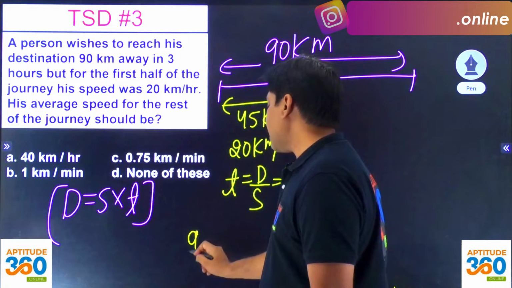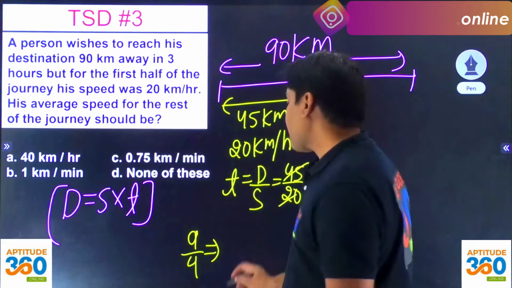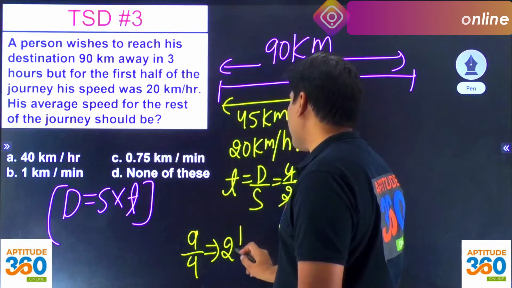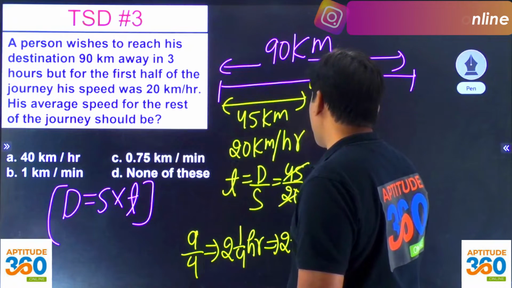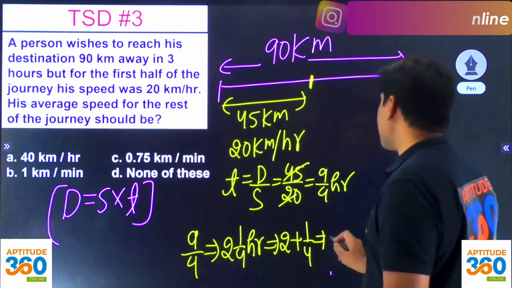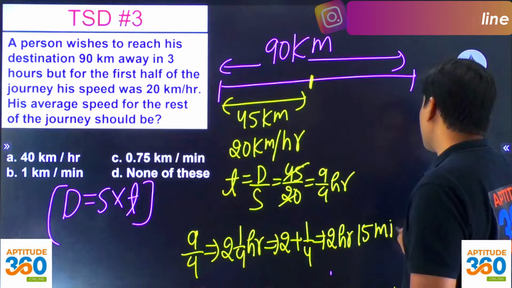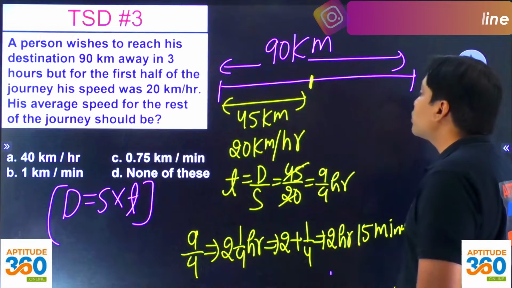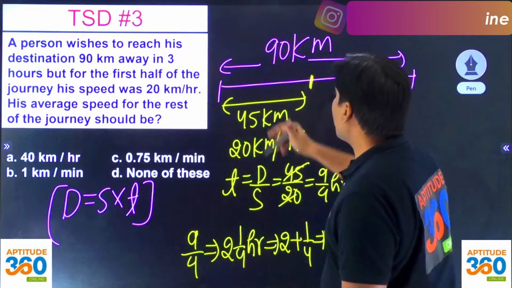What will you do with 9 by 4 hours? This is what you learned in video number 1. How do we convert it into minutes? So this is coming out as 2 1/4 hours. Writing 2 1/4 hours means 2 plus 1/4 hours. Or you might also write this as 2 hours 15 minutes.